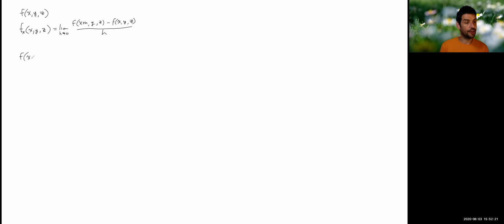Let's look at a function of three variables. Let's call it x y squared sine of yz. And I will mention, these are very difficult to graph and to picture, right?